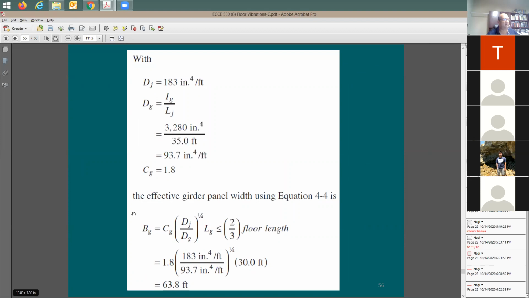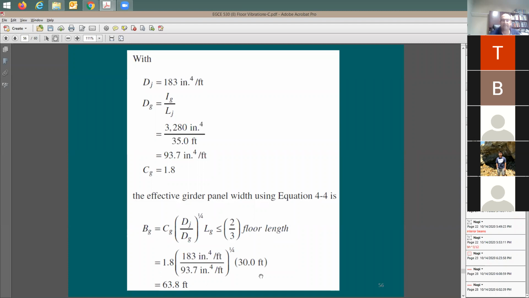You have the width here. Effective width for this panel turned out to be 60 feet. Now you need to compare it with 2/3 of the floor length, and the floor length was 105. Where did the 105 come from? I'd like to hear from Basil. Is the floor length really 105 or 150? The floor length is, I have it as 105. How did you come up with this 105? Can you remind me, please?